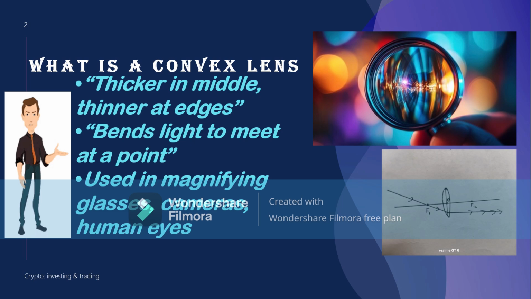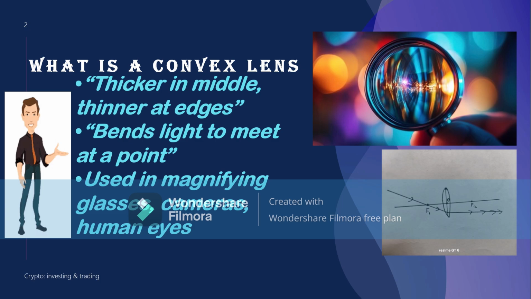So let's learn what is a convex lens. A convex lens is a lens that is thicker in the middle, thinner at the edges. It is also called converging lens because it bends light rays inward towards a single point. Imagine sunlight passing through a magnifying glass. The glass is a convex lens. The rays meet at one spot and can even burn a paper. That's the power of convergence.